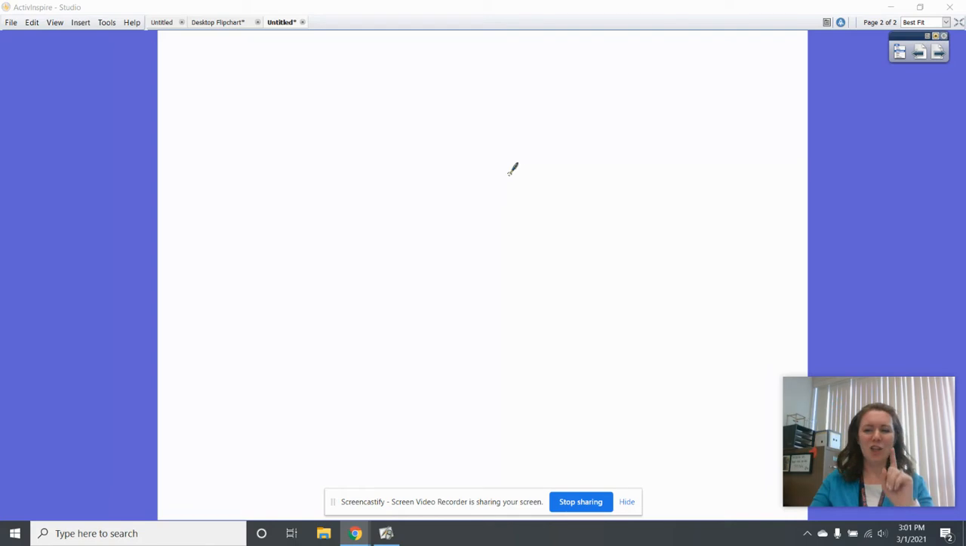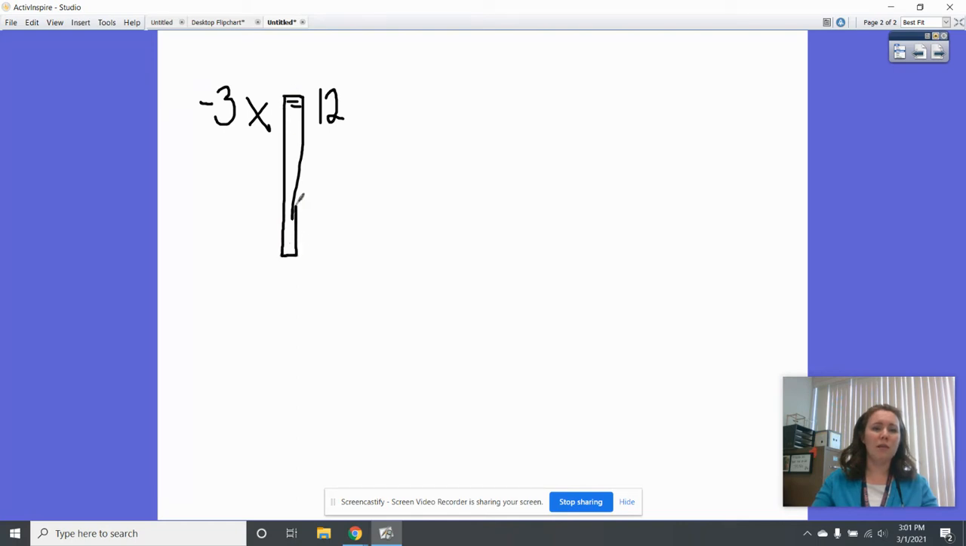For example, if I have an equation, negative 3x equals 12. That's the equation that I need to solve. The way I always like to think of it is I draw my wall on my equal sign. Whatever I do on one side of the wall, I have to do the exact same thing on the other side of the wall. So here I have a negative 3 times x. What's the opposite of multiply? Divide.